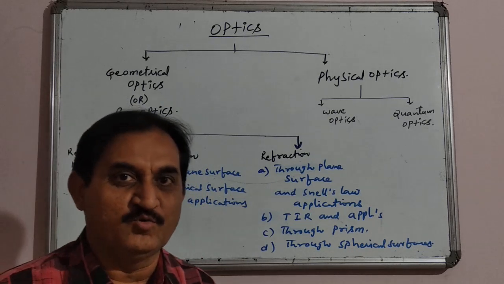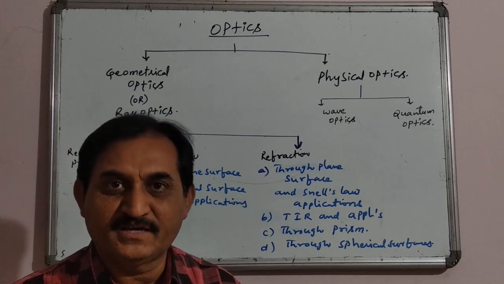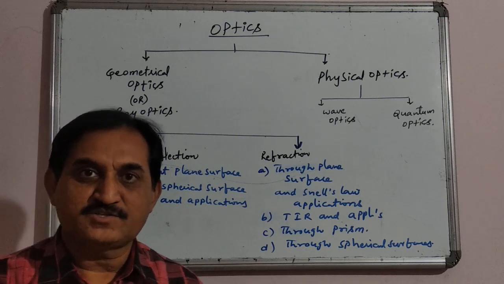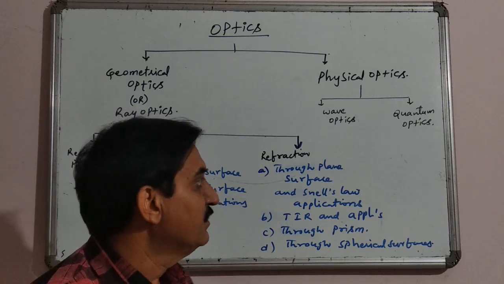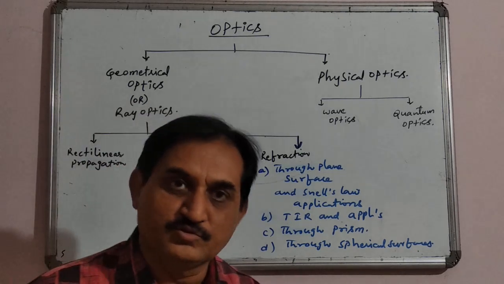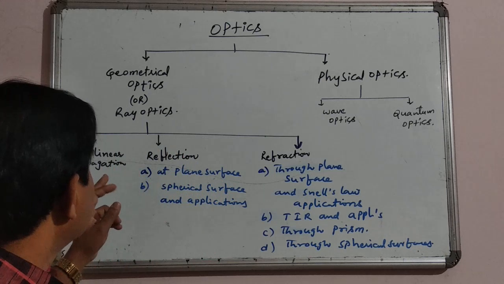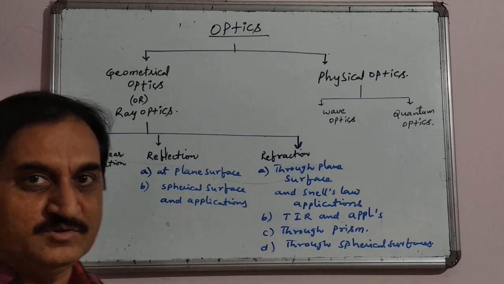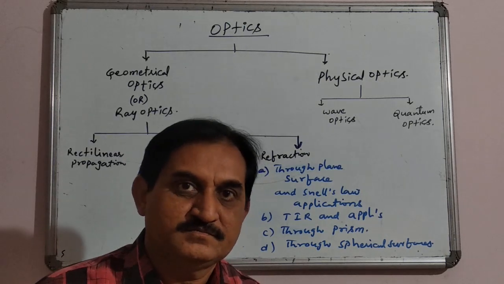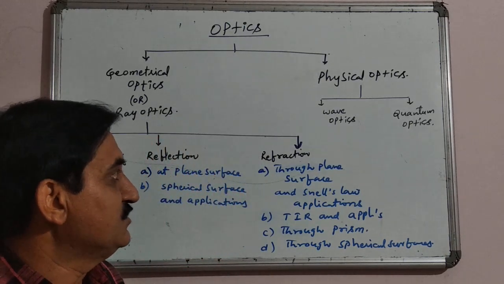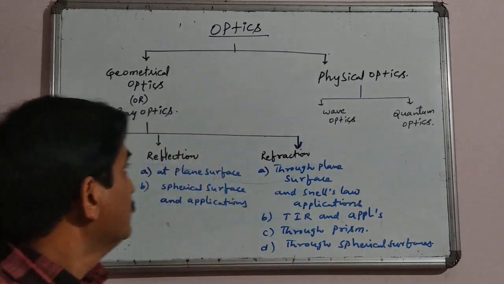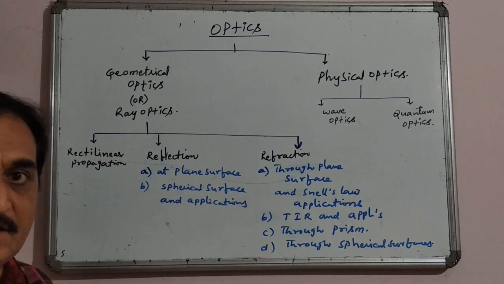This is MS Rao. Today we are going to discuss optics, which belongs to the 12th class syllabus. Now optics is classified into two groups. One is geometrical optics, also known as ray optics, and the other is physical optics, which has two classifications: wave optics and quantum optics. Right? So initially, geometrical optics or ray optics.